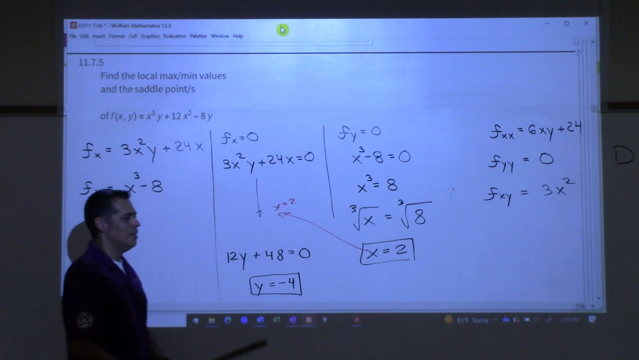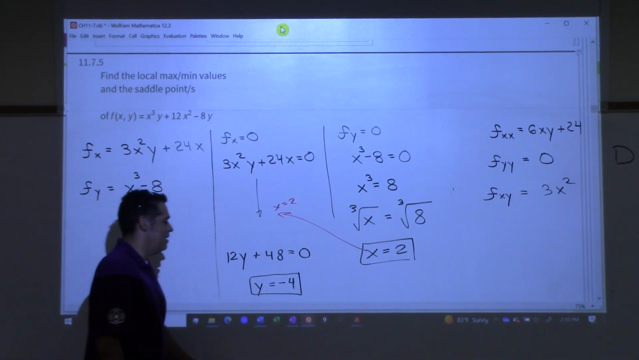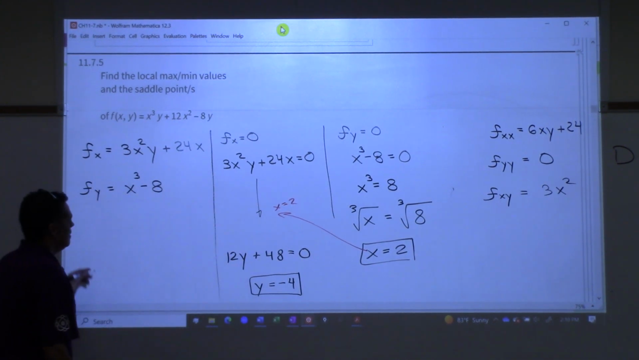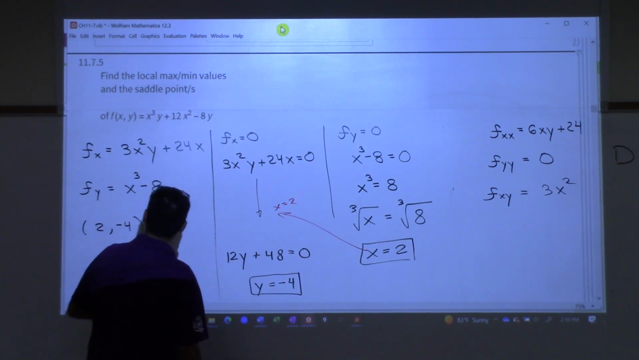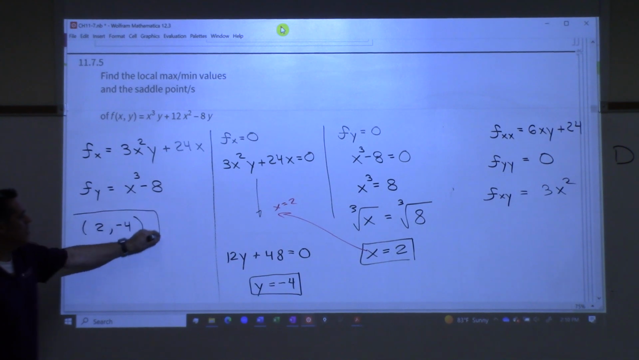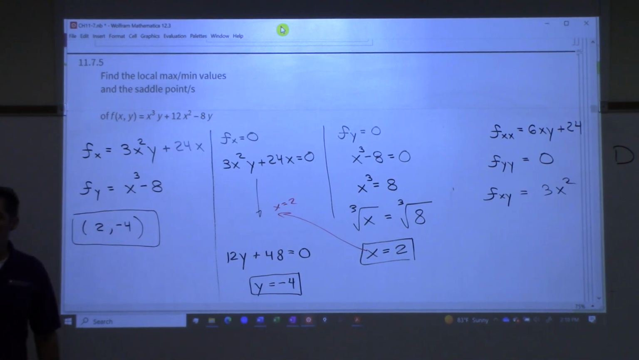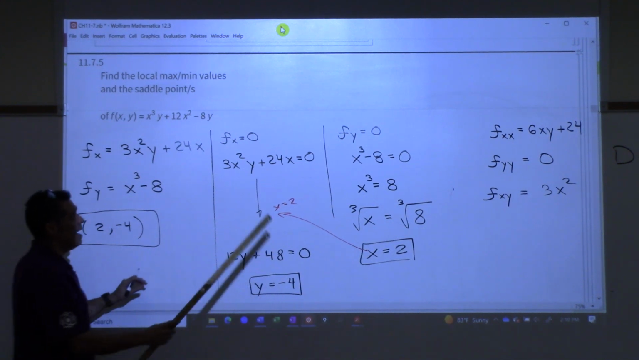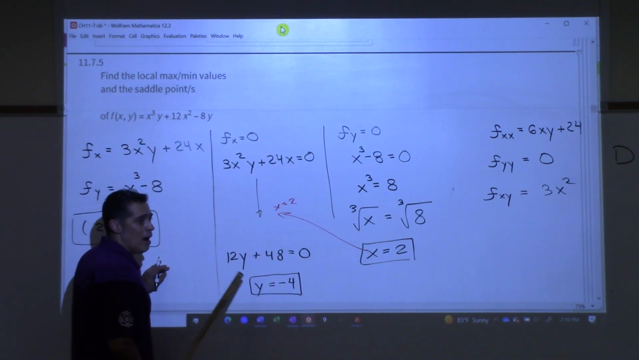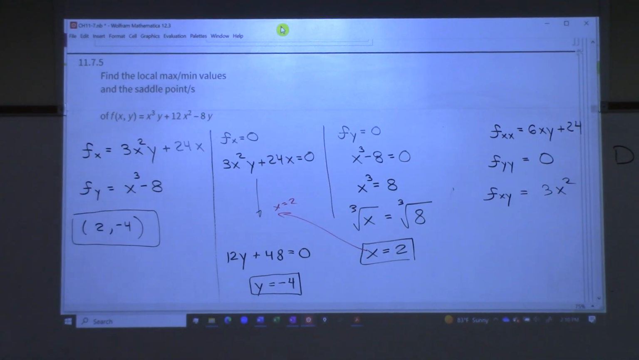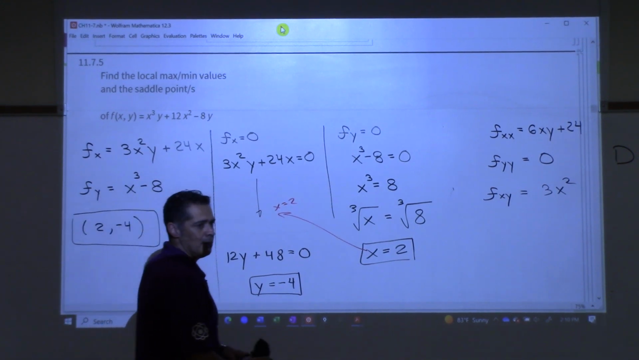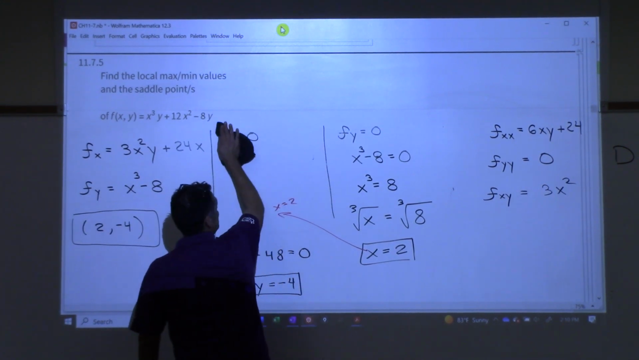A lot better than setting them equal to each other? Oh, yeah. How did you try it? No. You can just see how bad it would be, right? So I only have one critical point, right? The only way that you can satisfy both of those equations simultaneously is if you let x be 2 and y be negative 4. Questions? Shall we test it? Calculate our capital D.